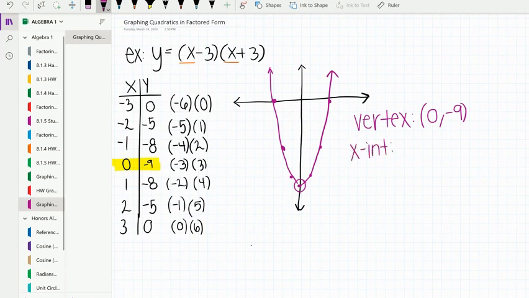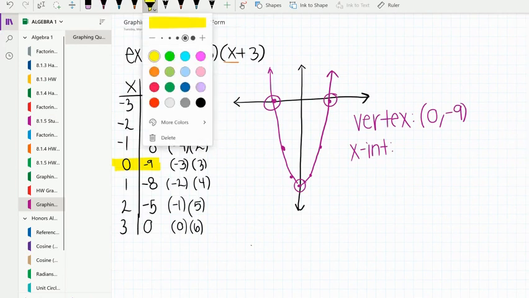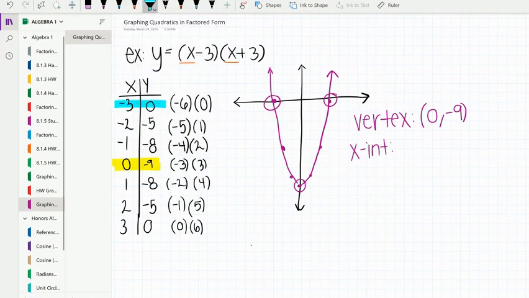So the x-intercepts are where the graph crosses the x-axis, which happen to be at -3, 0 and 3, 0. And we could also see that by looking at our chart. It's when y is equal to 0. So x-intercepts are -3, 0 and 3, 0.